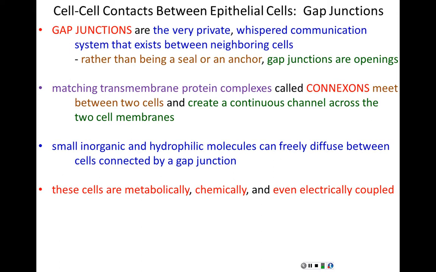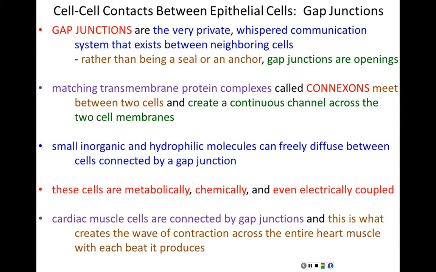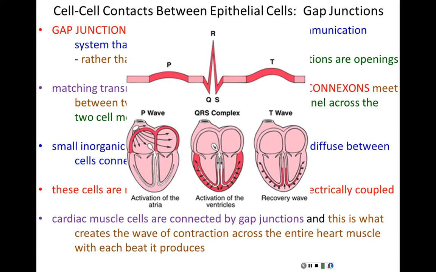Cardiac muscle cells are all connected to one another by these gap junctions. And this is what makes a wave of contraction possible across the entire heart muscle as it beats. See, the heart muscle is triggered to beat in just one place. It's innervated by neurons in only one place. And then once that contraction is started, it flows across the entire heart muscle as a wave of contraction.